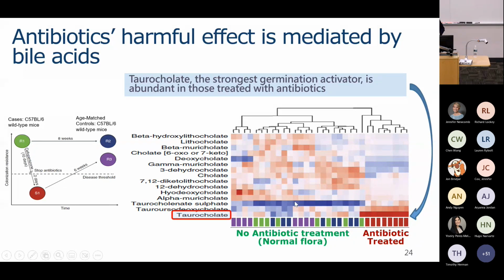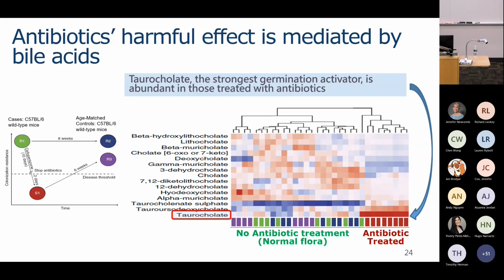However, if you look at animals that were treated with antibiotics, you see a huge amount of primary bile acids and very little secondary and deconjugated bile acids. So bile acid metabolomics is very different with antibiotics and without. And the reason is, when you treat with antibiotics, you kill some of the bacteria that are responsible for the biotransformation, and without the biotransformation, you're just loaded with primary bile acids.